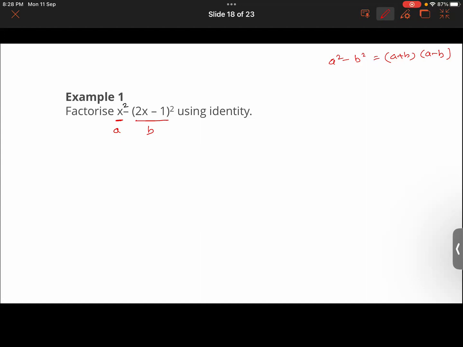Have you got the answer? Not yet. Okay. It's x square, right? Yes, it is x square.